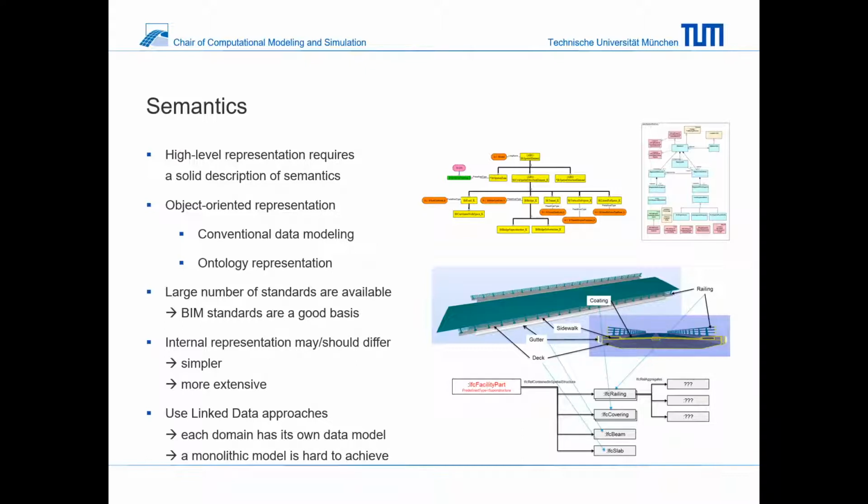In most cases, we will use linked data approaches because we have many different domains that have to be linked together. And the experience that we have from our work in Building Smart and elsewhere is that big monolithic models are really hard to achieve. So it makes more sense to have individual domain-specific models that have to be linked. But I have to say that linking itself is also a challenge. It's not as easy as it sounds.